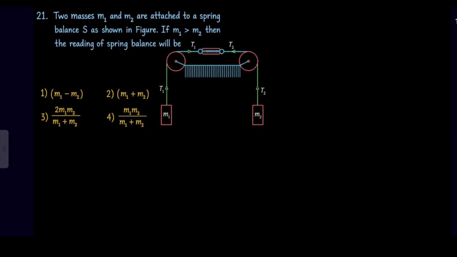The reading is nothing but tension, that is the spring balance. In the middle they connected a spring balance. We need to find the tension, and for the tension we remove the G value.